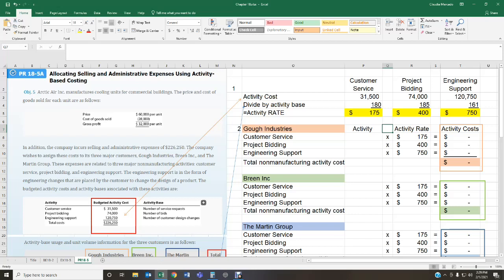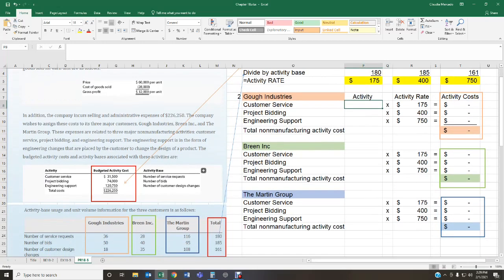Okay, so my activity rates have been calculated up here. All I did is I copied them into my activity rate cells. So I've got 175, 400, and 750 for each customer. Those are my rates. Those do not change. Now, I'm going to get my activities by customer. Let's look at Go first. According to Go, I had 36 service requests. I'm going to put 36 there. I had 50 bids, project bidding, and I had 18 design changes.